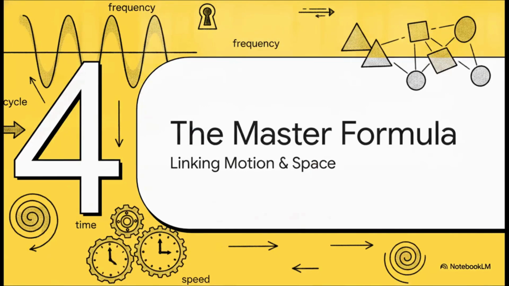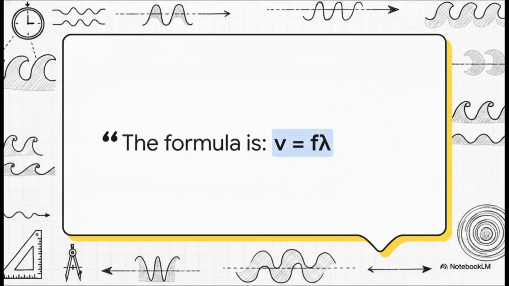Which brings us to part 4, the most important formula. All right, here it is. V equals f times lambda. Scientists figured out that wave speed depends entirely on its frequency and its wavelength. This single equation is literally one of the most important formulas scientists ever discovered for wave mechanics. It links motion, time, and physical space, all wrapped up in 3 little symbols.